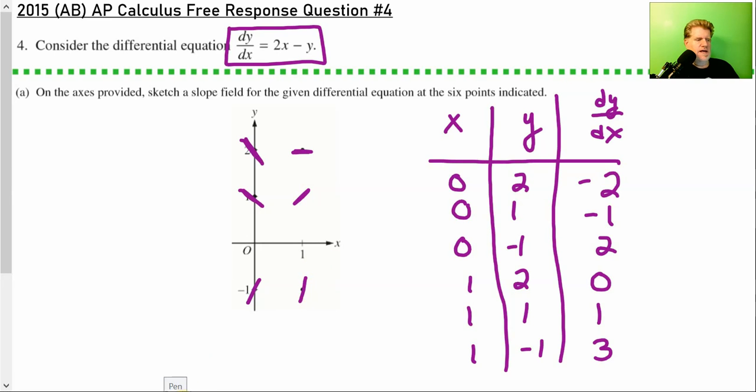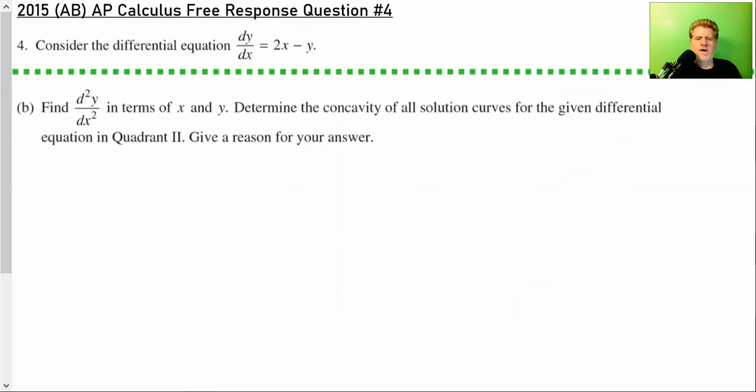So something like that. Again, slope fields don't have to be perfect. They just have to show you know what you're doing. So generally the shapes are good, and there's your data to back it up. All right, find the second derivative in terms of x and y and determine the concavity for quadrant 2.